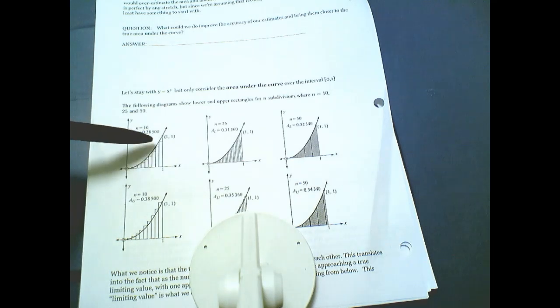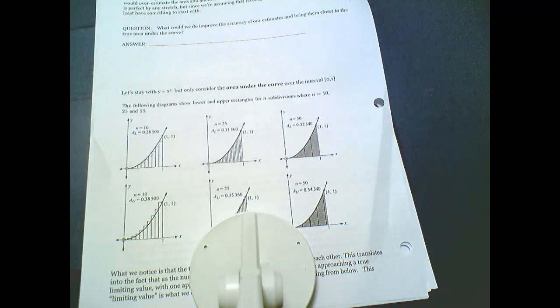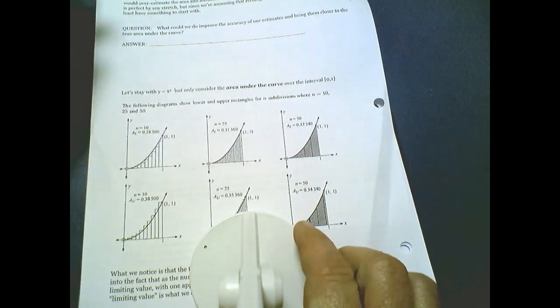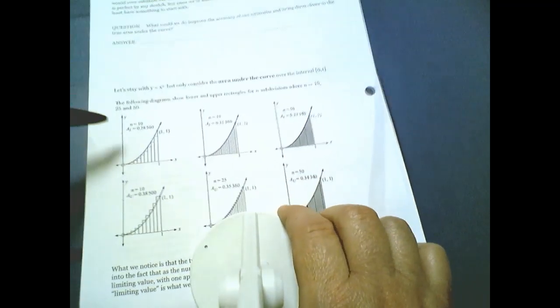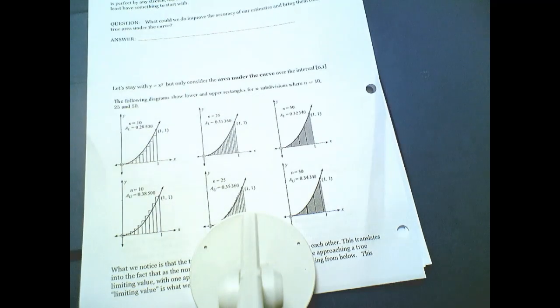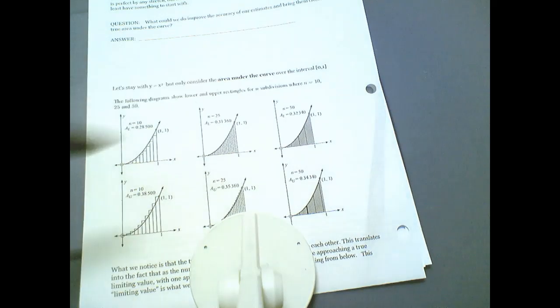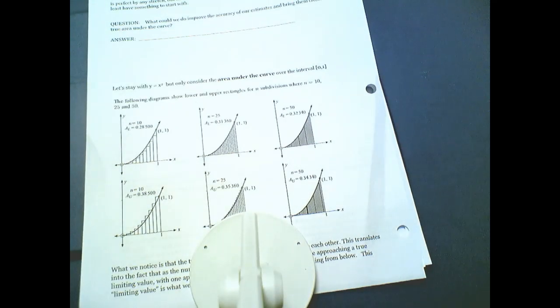And I'll add up the areas of each of those individual rectangles, and hopefully that gives me a good approximation of the area underneath the curve. If you look on the top row and the bottom row, you'll see 10 rectangles, 25, 50 rectangles. Now I know 50 is going to be a little bit hard to see, but just go with us for a second.